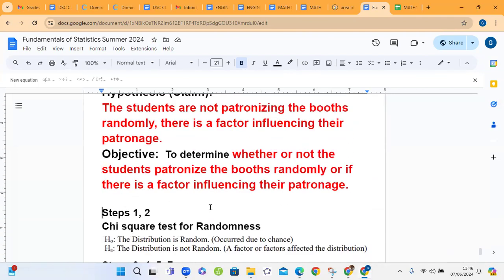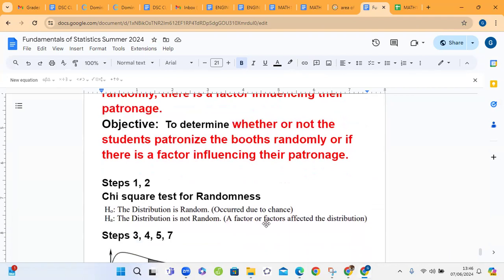And what is the alternative saying? That the distribution is not random. That's what the alternative is saying. So this will be our conclusion because we have rejected what the null said.